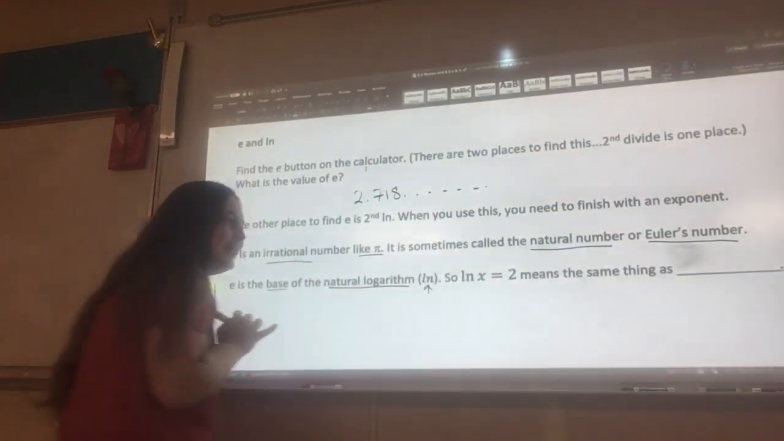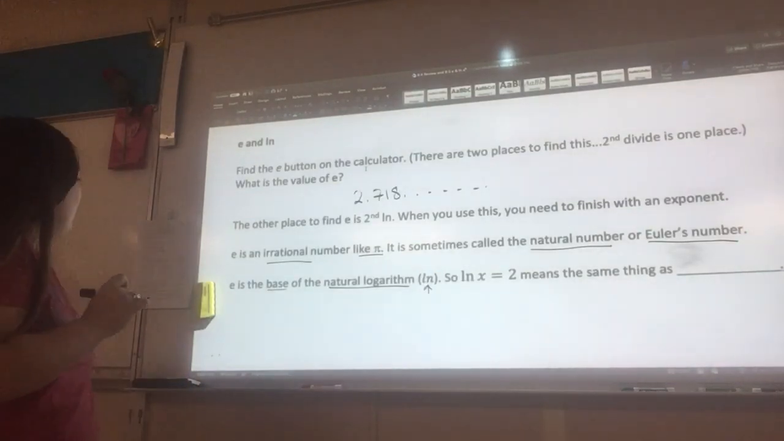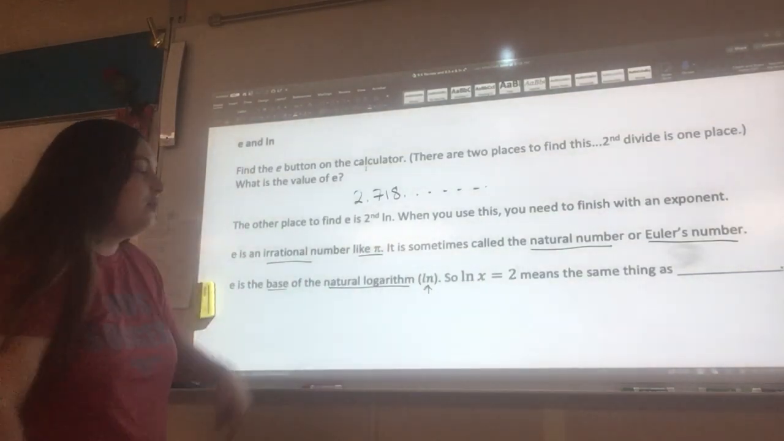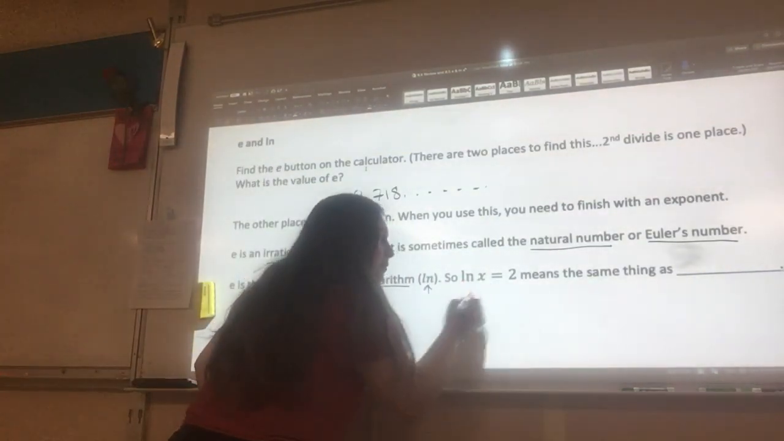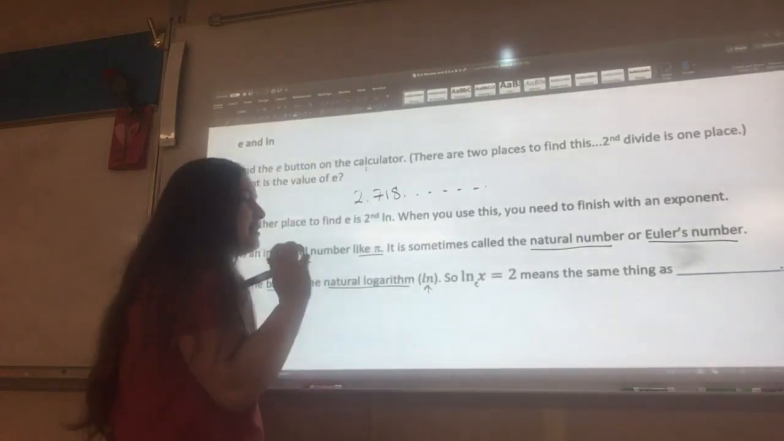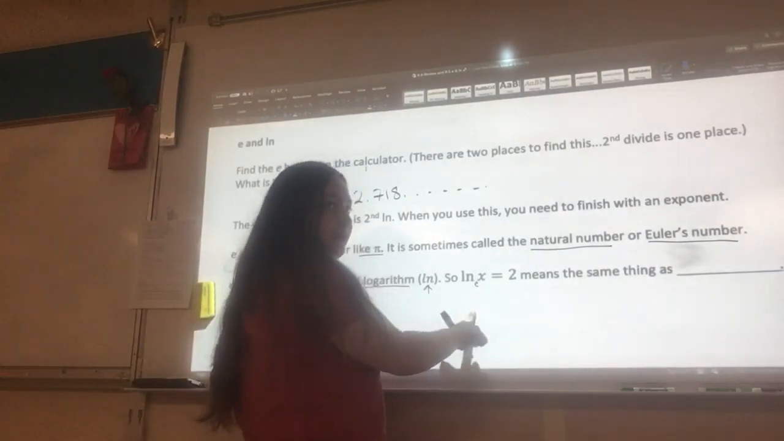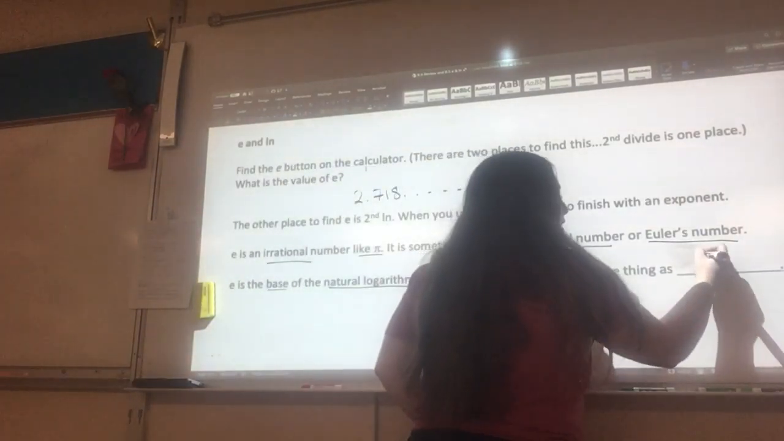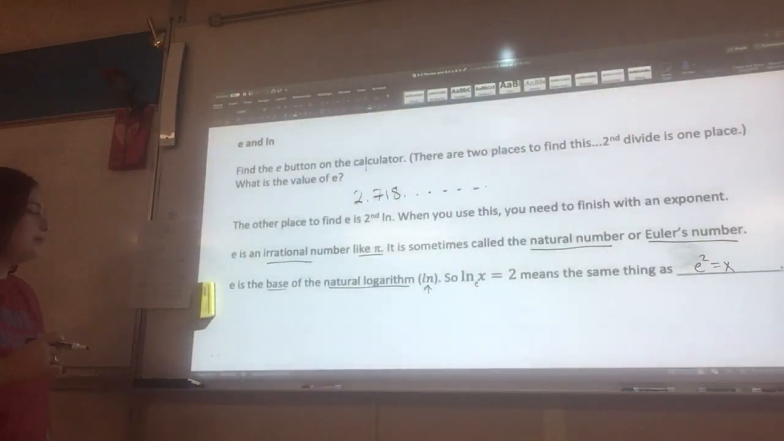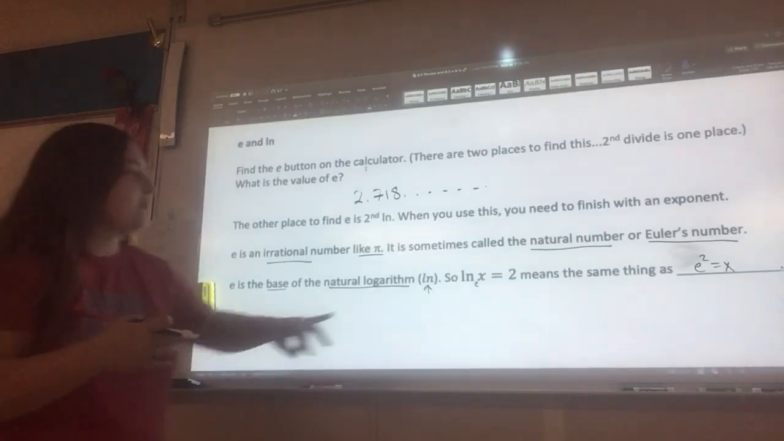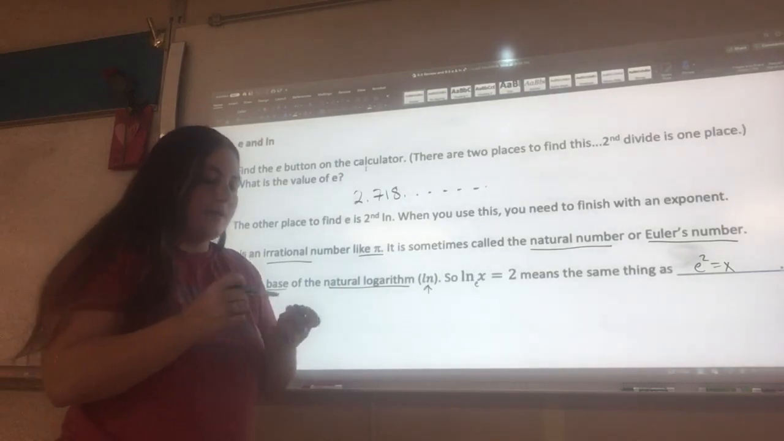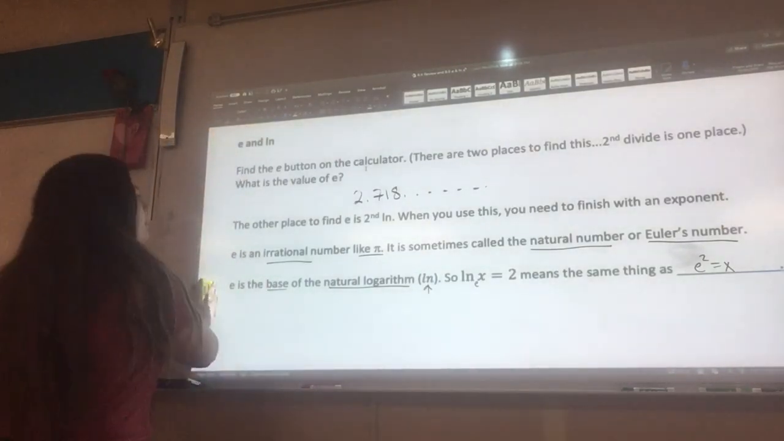Natural logarithm is ln. So what that means is ln of x equals 2 is understanding that this invisible base for ln is e. Log base e of x equals 2 means the same thing if we convert from logarithm to exponential: e squared equal to x. So this just allows us to see in different forms, especially with natural log and our e value. These are very important and will be used in future lessons.